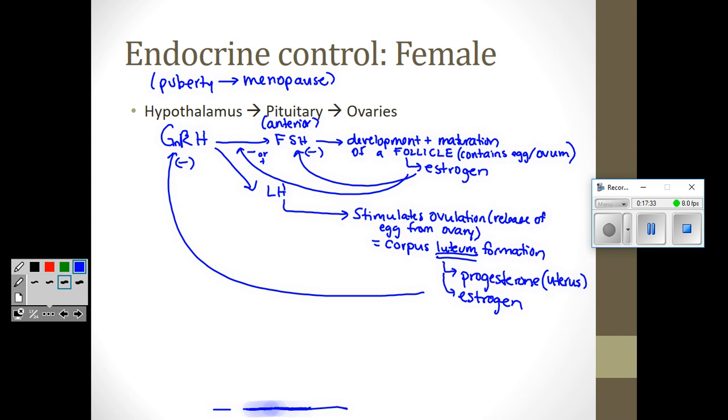Estrogen does a couple of things. It has an effect on the uterus, but also on secondary sex characteristics. So back in the first lesson, I said that there were secondary sex characteristics. In males, testosterone is responsible for those, and in females, estrogen is the main hormone that's responsible.